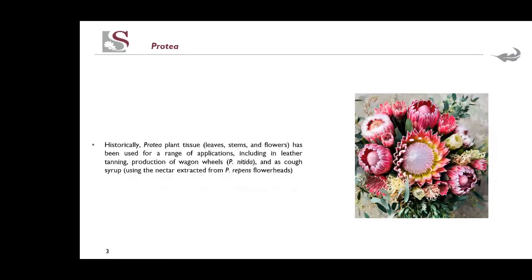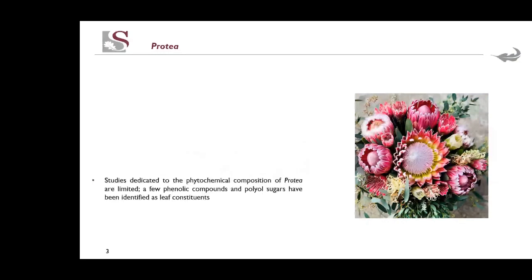Historically, Protea plant tissue has been used for a range of applications in leather tanning, the production of wagon wheels, and the nectar for the production of cough syrup. Different studies have been conducted on the proteas, such as population genetic studies and transcriptomics. However, studies dedicated to the phytochemical composition of protea are limited, and this has resulted in few phenolic compounds and polyol sugars being identified as lead constituents.